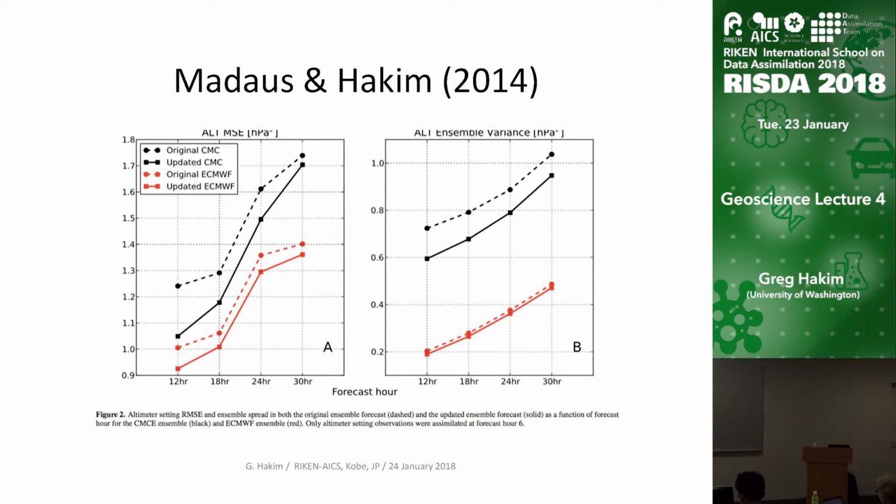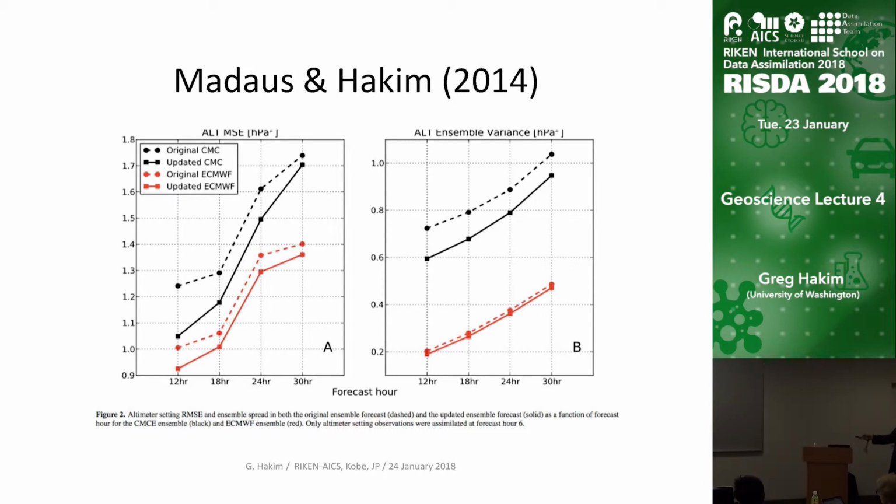And at the time, I don't think they had yet switched to using their hybrid system. But in any case, the first thing you should notice is for the pressure at mean sea level, the mean square error, over this time period from a 12-hour forecast to a 30-hour forecast is increasing with time, so that's error growth. The other thing we notice is that the errors are smaller in the European Center compared to the Canadian Meteorological Center. The dashed line shows us the original forecasts from both of those modeling systems.